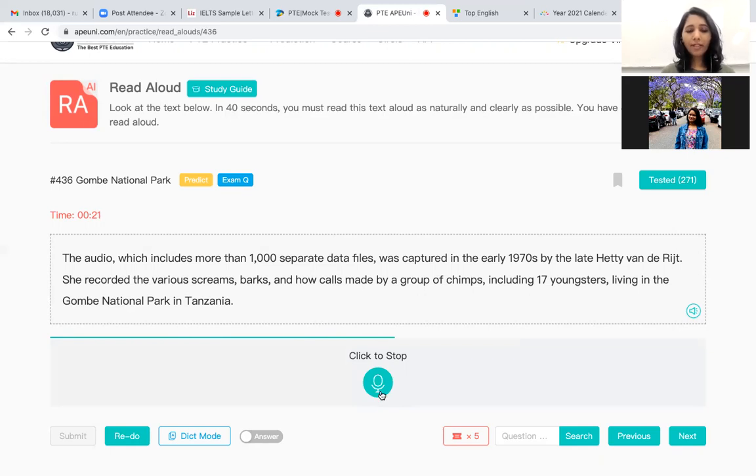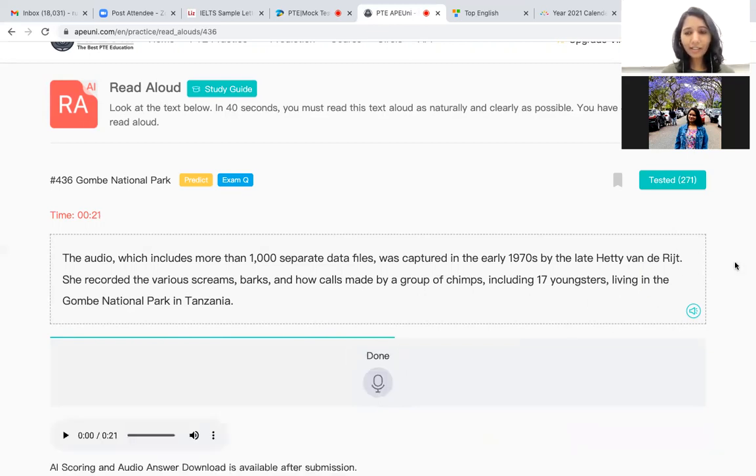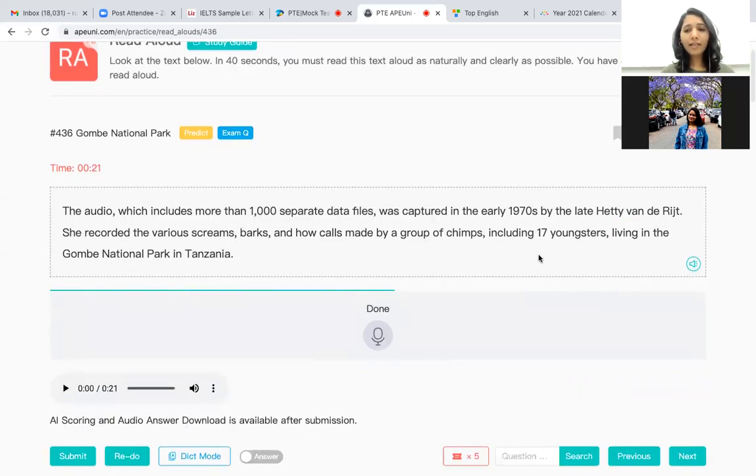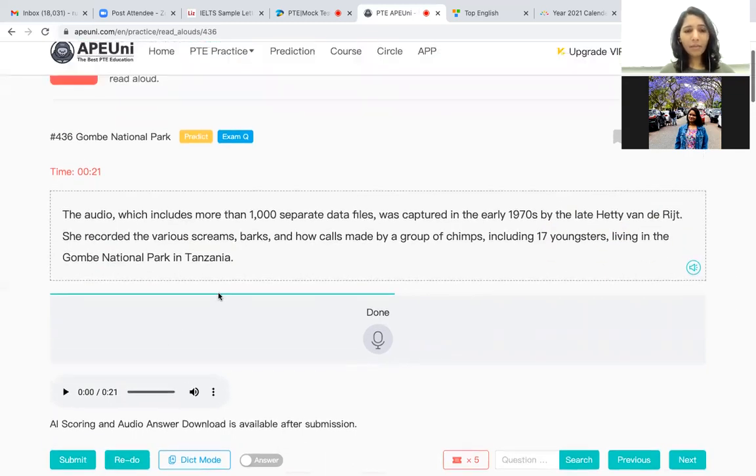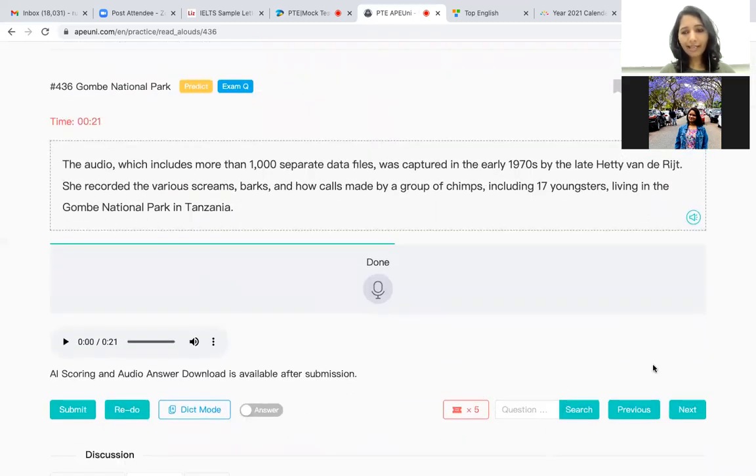Good. This was a bit tricky. So there was slight hesitation here. Slight hesitation means you're like including 17 youngsters living in the Gombe National Park in Tanzania. You were thinking about how to pronounce it, or you were distracted. I was a little bit thinking like I made a mistake. That's what you might have thought, but actually there was no replacement of content here. Your tone was pretty good. It was clever of you to replace it with something, but do it more confidently. Over here, there was slight hesitation, but that's okay. I'm just nitpicking, but that's okay. Ready for the next one?